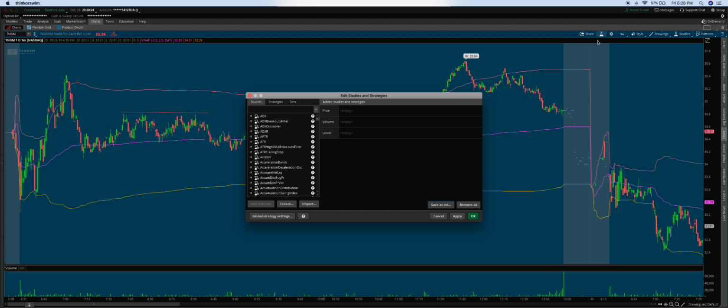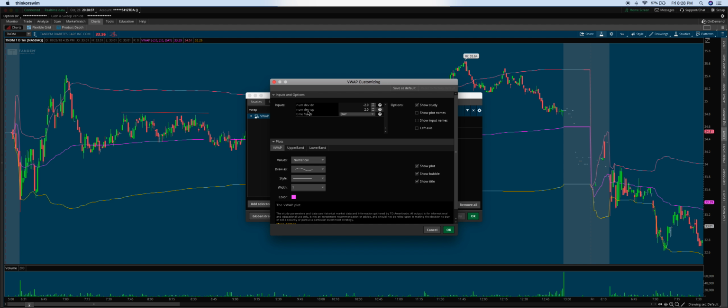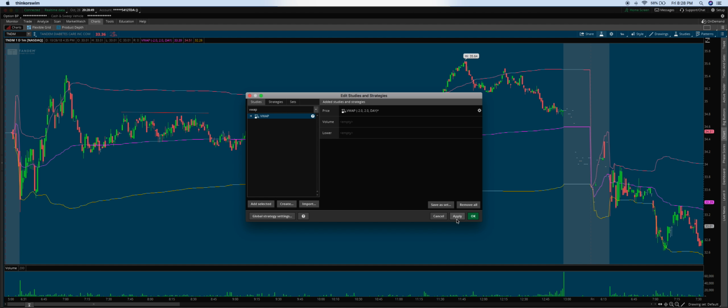So we start off by clicking right here at the studies and strategies. Type in VWAP. Funny little name. Add selected, apply, and we can press OK. But before I do that, I want to show you that right here at the setting bar, we can customize the inputs and outputs, the deviations, and the time frame. I use the default, which is the day, and here are the deviations. But again, what works for me may not work for you, but you could give it a try. It's been working for me for a year.